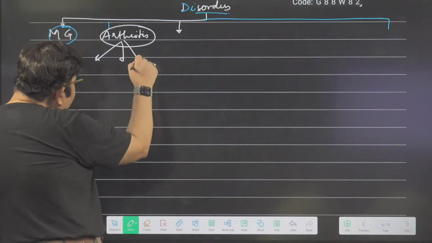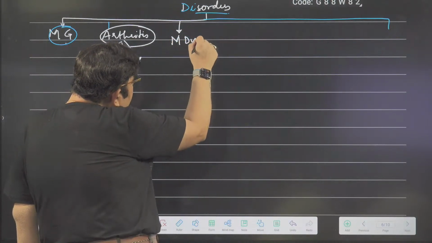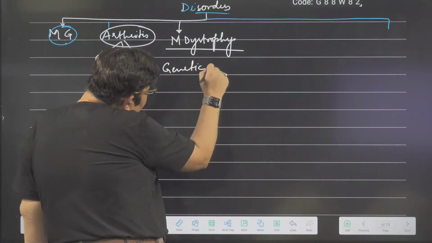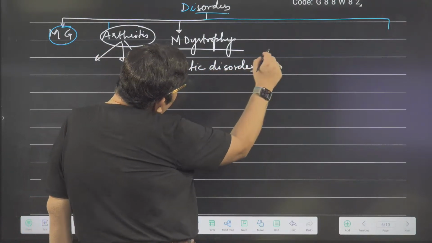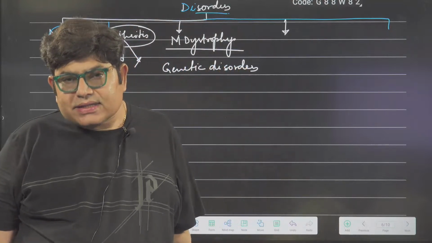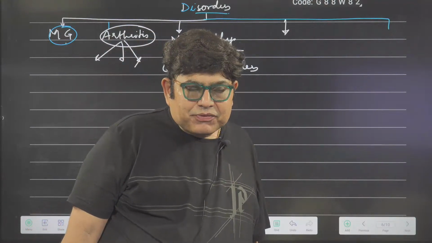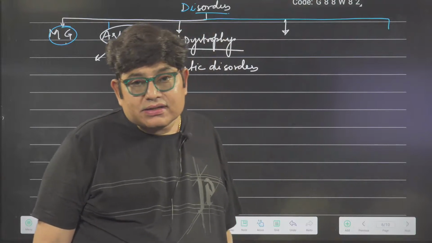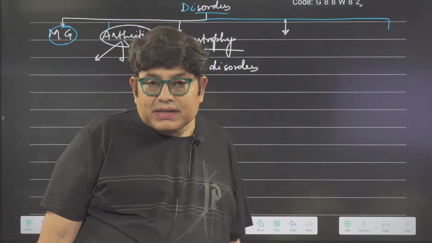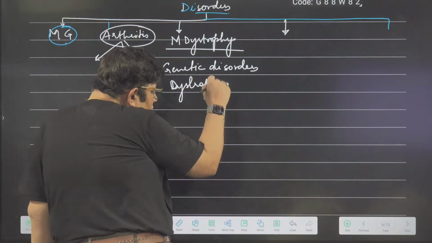Arthritis, 3 types of arthritis we have discussed. Myasthenia gravis we have discussed. Now third one is muscular dystrophy. Dystrophy is a progressive degeneration of skeletal muscles due to genetic disorders, genetic causes, due to gene mutation. One of them is autosomal dominant and one of them X-linked recessive. Duchenne muscular dystrophy is X-linked recessive. The dystrophin gene is the largest human gene, 2.4 million base pairs. If mutation happens in this gene, it leads to one type of muscular dystrophy. Dystrophin gene.